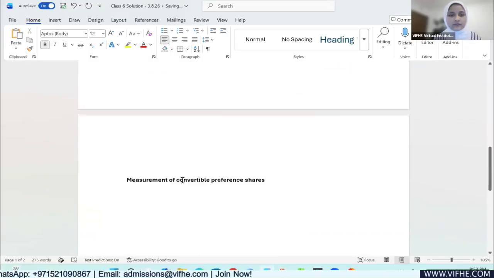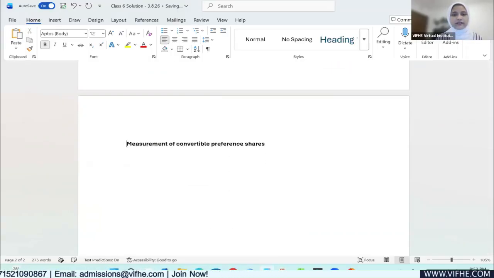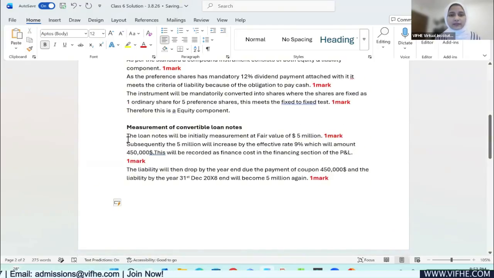Now, coming to the measurement of convertible preference shares. Still here, everyone is sound before I move to the next part. This was really easy. It's just the initial measurement, and subsequent was effective and coupon being the same. I just explained it in words. No rocket science.